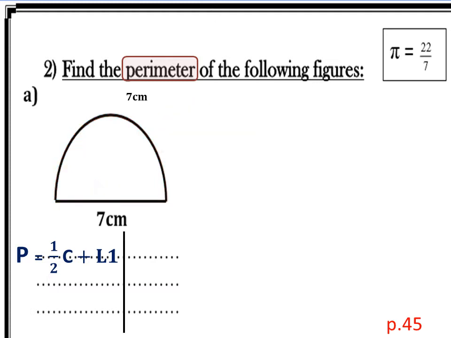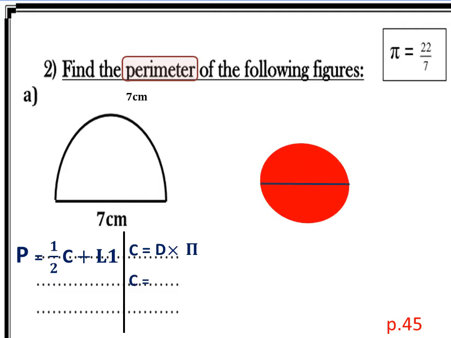And now let's find the circumference first. Here C equals D times pi. How can we find the value of D? Here C equals this circle. When we draw the diameter, this blue line is the diameter in our shape, which is the 7 centimeters, the value of line 1. So the value of line 1 is the value of the diameter. So 7 times 22 over 7, the value of pi, as he said in the question. So the circumference equals 22 centimeters.